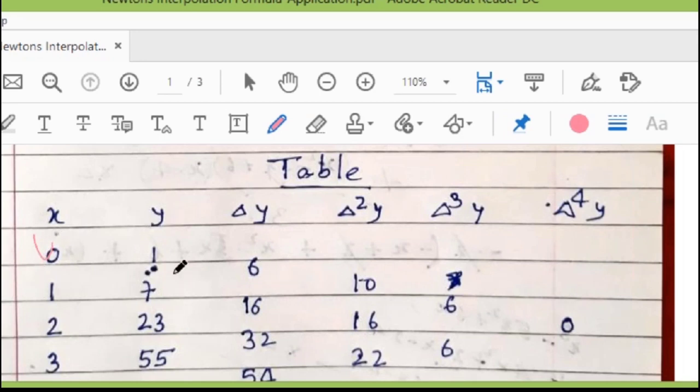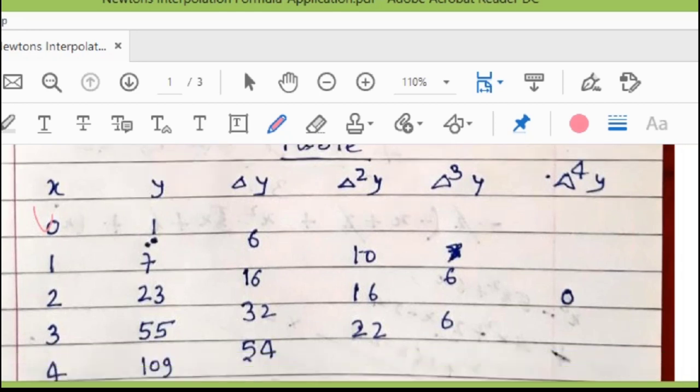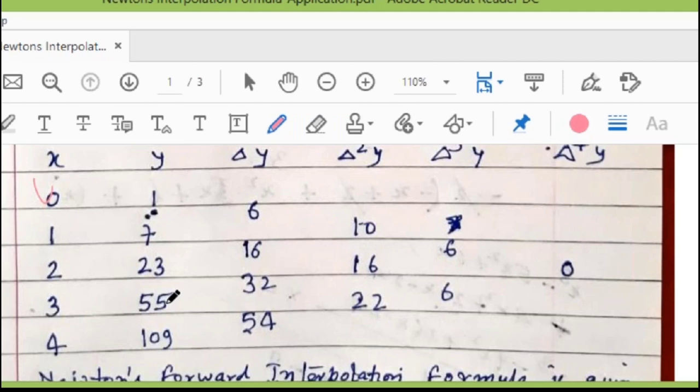For the first difference of y, we have 7 minus 1 is 6, 23 minus 7 is 16, 55 minus 23 is 32, and 109 minus 55 is 54. This value will be written in between 1 and 7, in between 7 and 23, in between 23 and 55, in between 55 and 109.